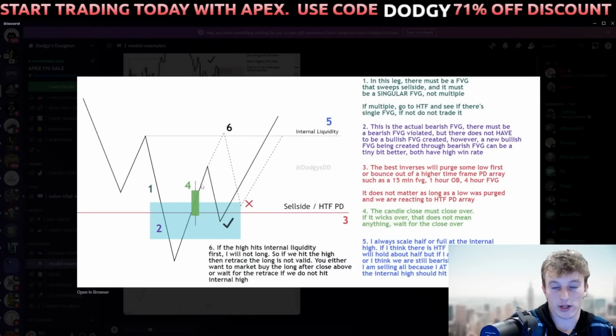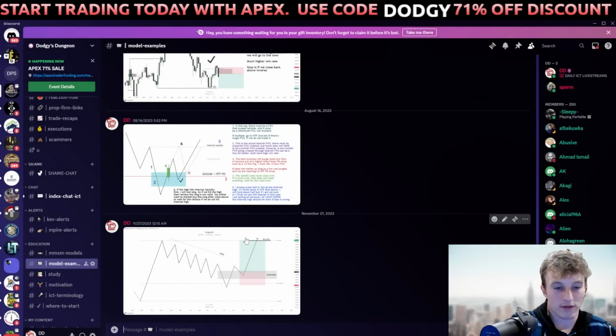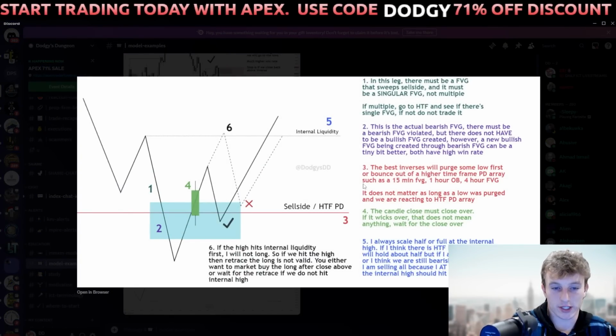This is the model I'm really looking for. So study this. I post a lot of examples on my Twitter every Saturday. I post like 5 of the best inversions. And again, this is how I trade it.